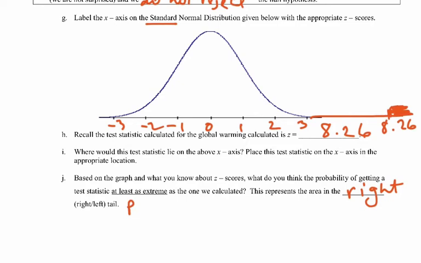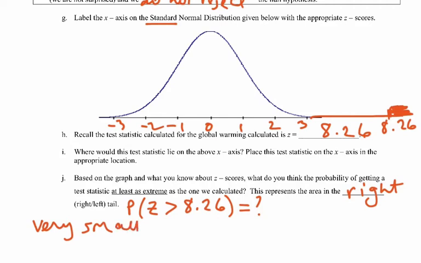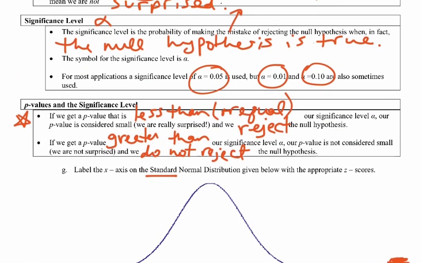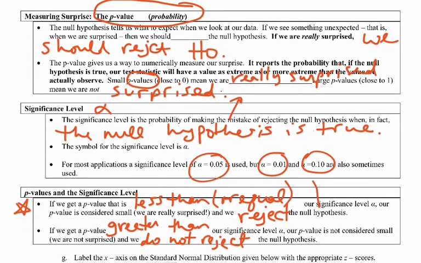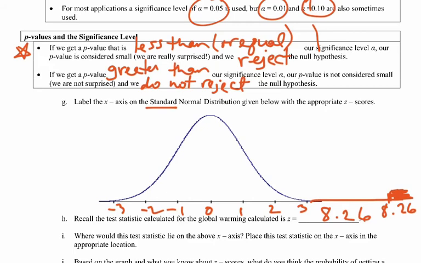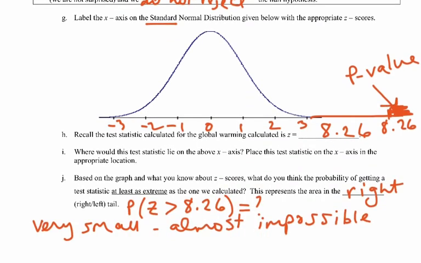Another way of asking this is, what is the probability of getting a z-score above 8.26? We would say very small, almost impossible. In practical terms, in the real world, it's impossible to get a test statistic that extreme. And so that means we would have a very small p-value. The p-value, remember, is probability. So the p-value is the area that you shade in here. In this case, that p-value would basically be 0.